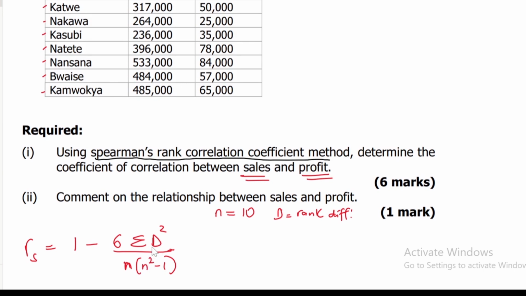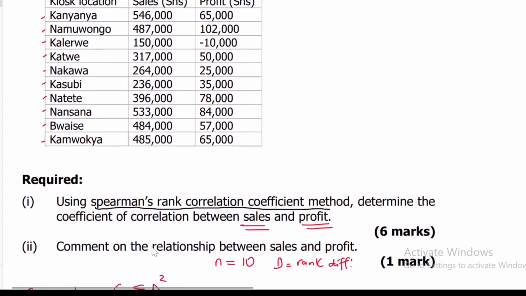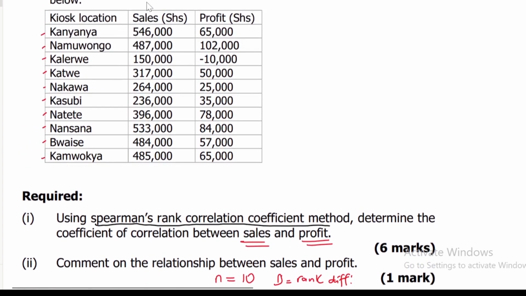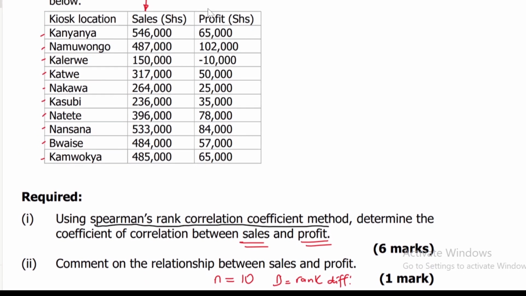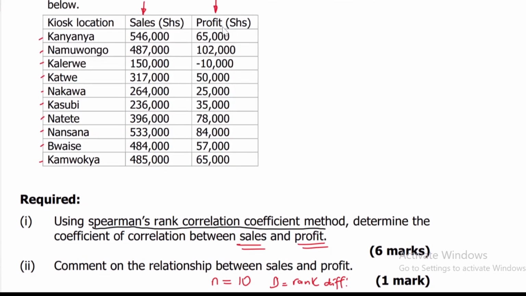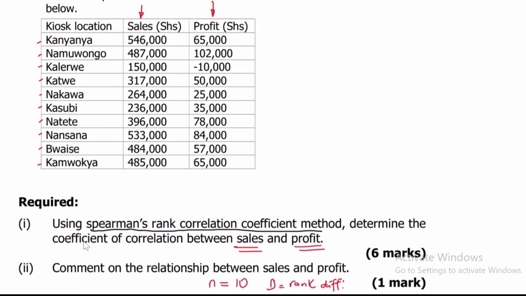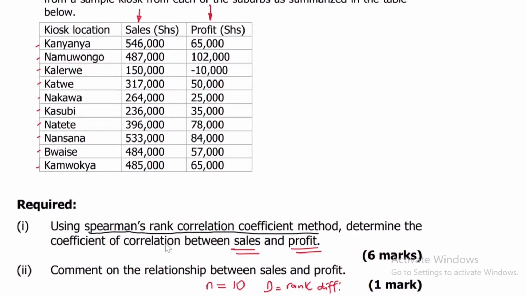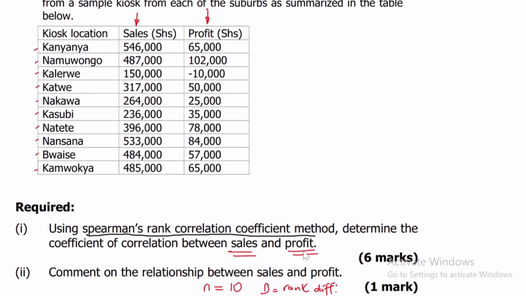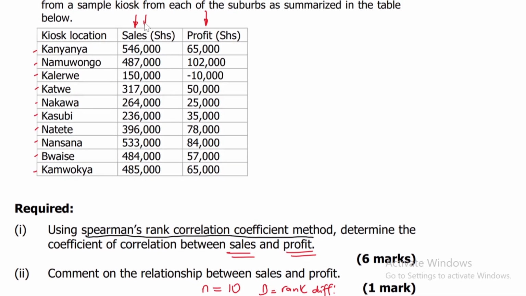So how do we get the value of d? We're supposed to get the rank for sales. We also get the rank for the profits, because we want to determine the correlation between sales and profit. So we get the ranks for sales, the ranks for profit, we subtract those ranks, and then after subtracting those ranks, we are able to find the value of d.